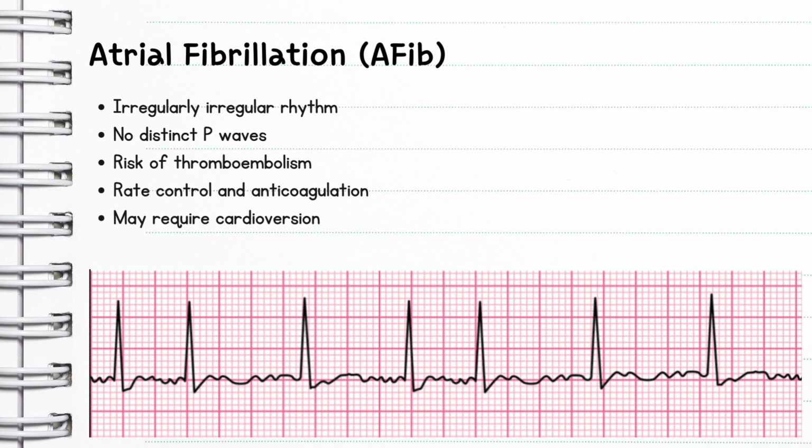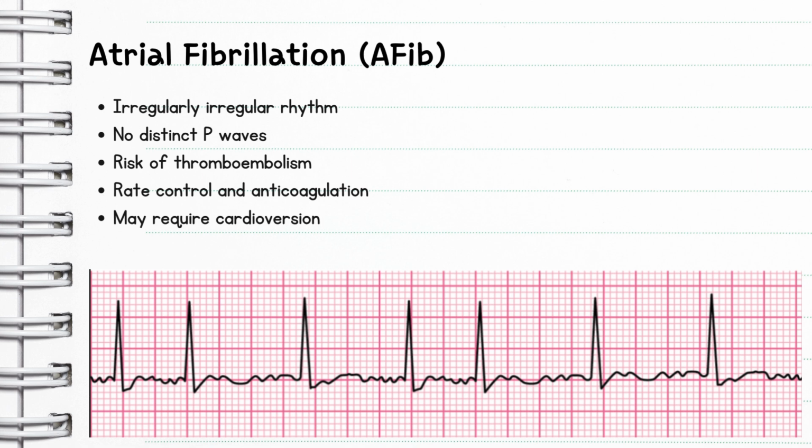The main goal in managing AFib is controlling the heart rate and preventing clots with anticoagulation therapy. In some cases, cardioversion might be necessary to restore the normal rhythm, but that's not common. And it depends on some other factors. So don't focus on that.